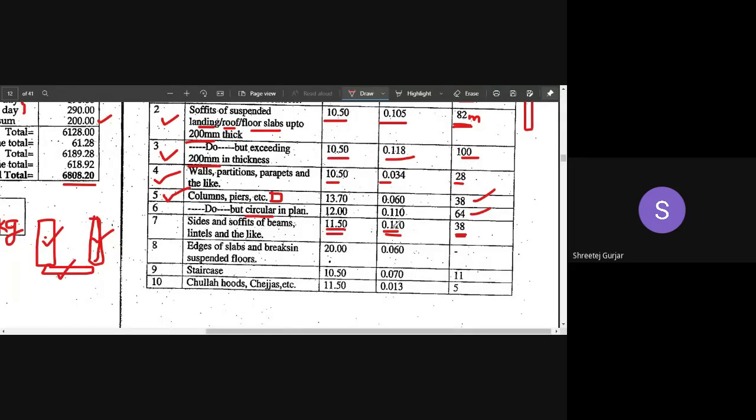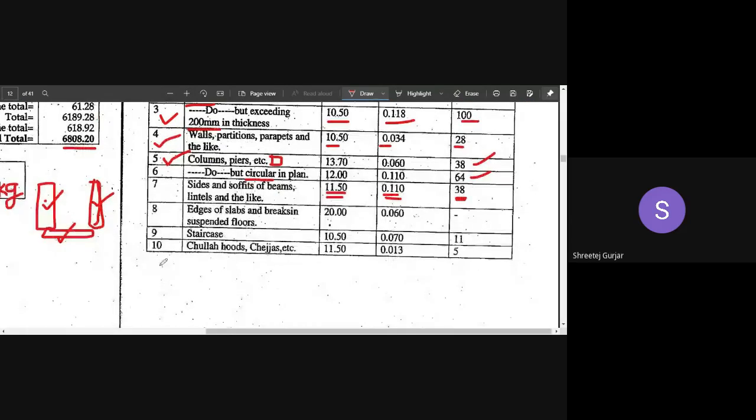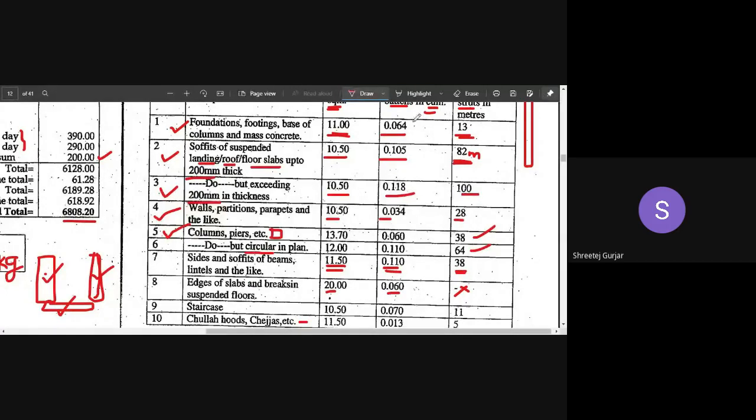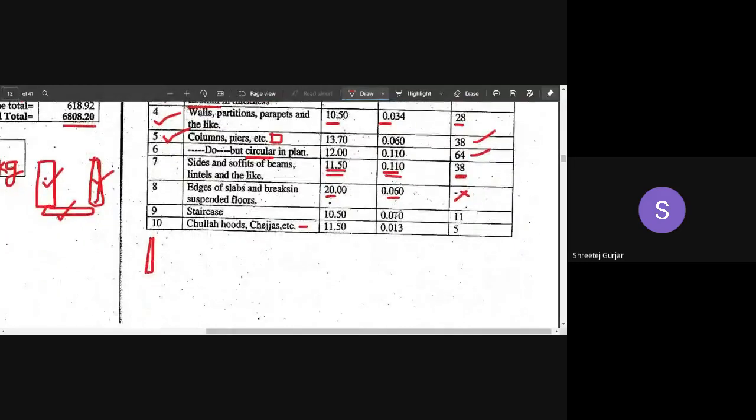Then for edges of slab and breaks in suspended floors, you have to use these numbers. There are no vertical ballies which you have to provide. Then for staircase we have certain values, and also for chhajjas. This particular table is very important, and we have to remember these values for calculation. Now moving on to the next thing.